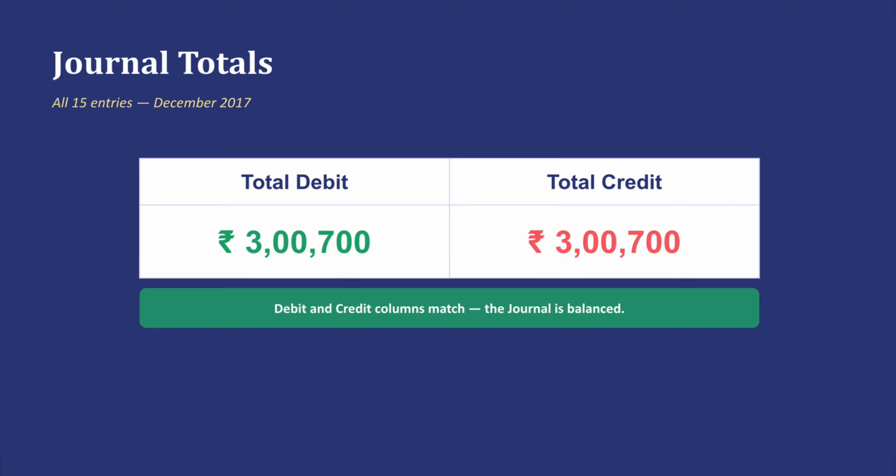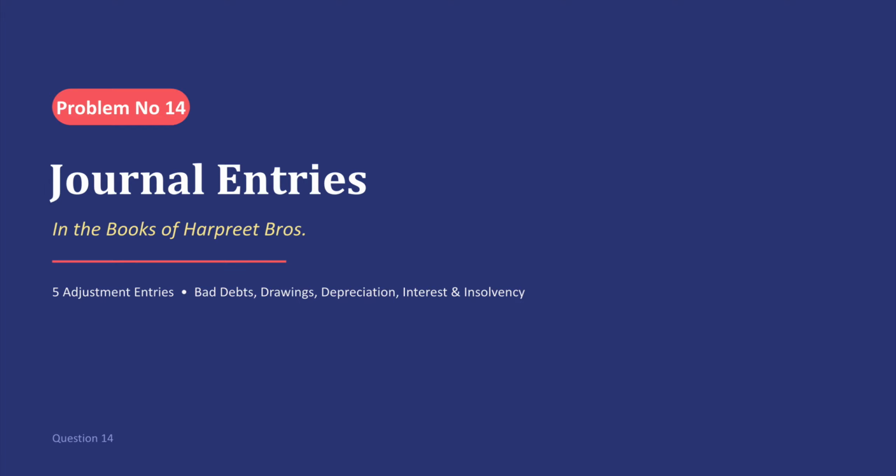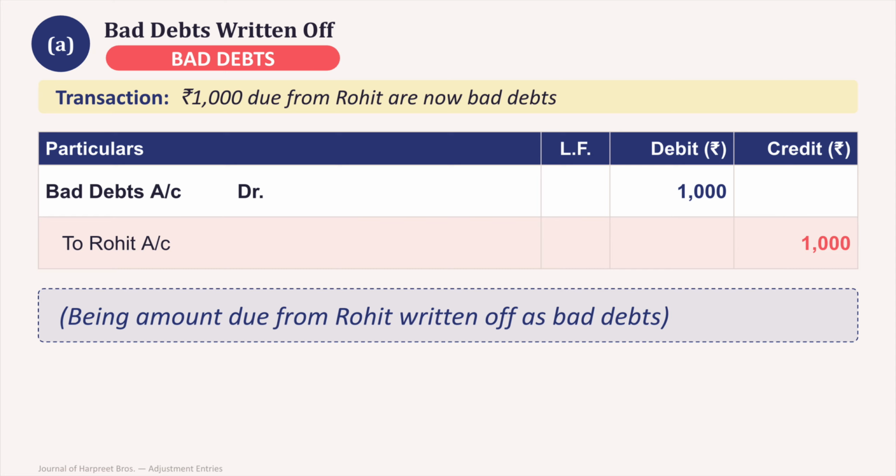You can cross check. Now problem number 14, journal entries in the books of Harpreet Bros. So you have to write the title before starting to write the journal entry. In whose books are you writing this journal entry? Make sure you write that, and then you can start writing. Here all the journal entries one by one I have given for you to have a better view, but when you are writing it, make sure you give a neat presentation one after the other.